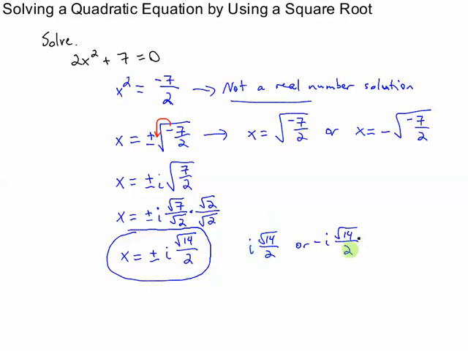Also, real quick, depending on how comfortable you are with complex numbers or fractions and square roots, this could also be written on top as i square root 14 over 2, or negative i square root 14 over 2. Some people prefer to write it like that. So that's a basic one where you just have x squared. It makes sense that you want to take the square root to solve for x.